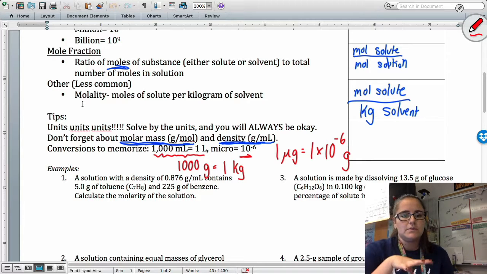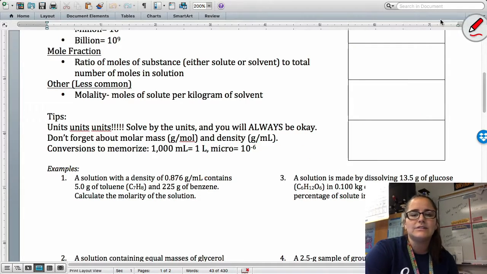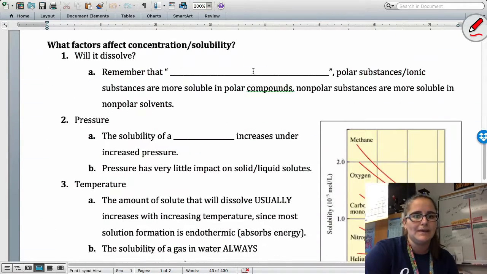For now, just to keep this video a little bit shorter, I'm going to go ahead and skip the solution calculation examples. I'll be posting another video going over those. But let's skip ahead to the factors affecting solubility.